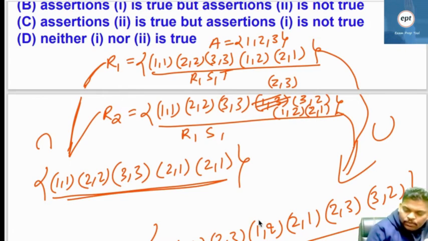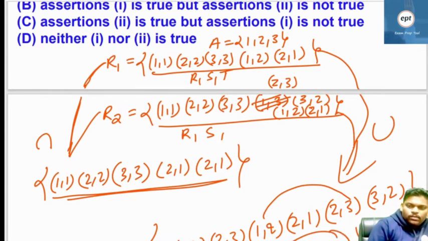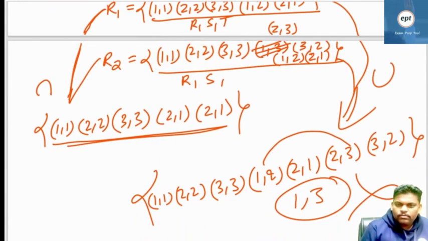See this one: (1,2), (2,3). Everyone listen. I made one example also. See this one: (1,2), (2,3). According to transitivity, (1,2) and (2,3) becomes (1,3). But (1,3) is not available. So the transitive property fails.